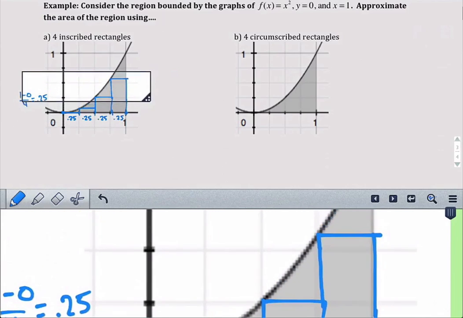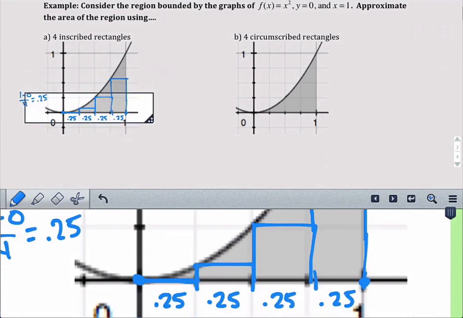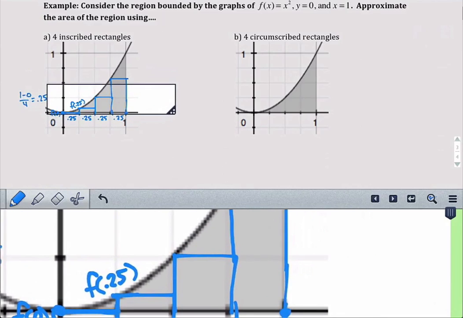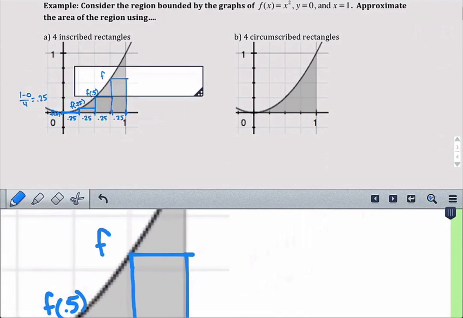Okay, now to find the area of a rectangle, remember we just need the height. Well, here, this is the height at f of 0. This is going to have the height of f of 0.25, because that's the x value here, and we know the height of the curve is the function at that x value. This one's going to be f of 0.5, because we just tacked on another 0.25. This will be the height of f of 0.75.